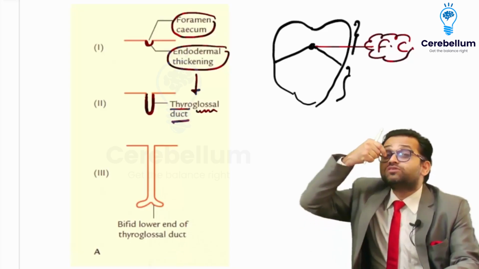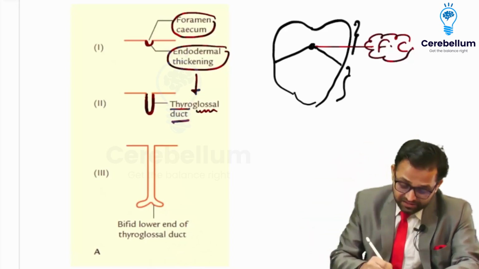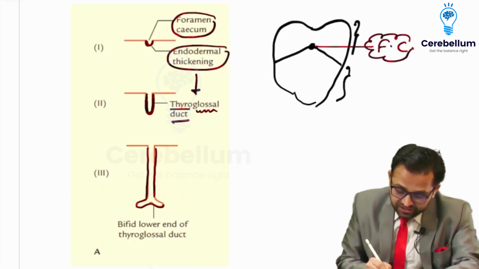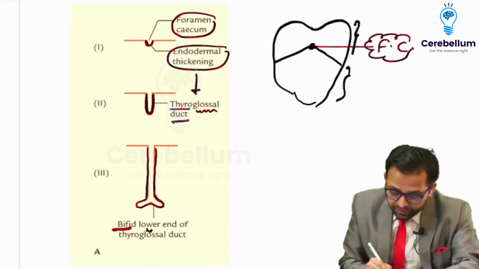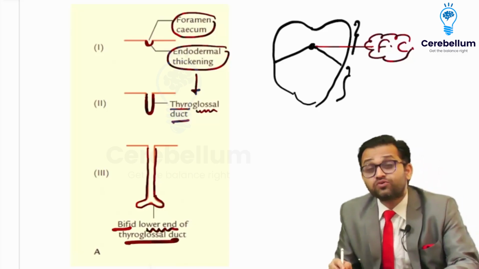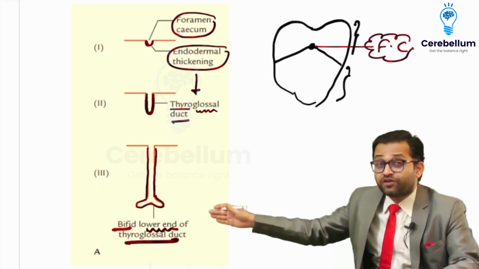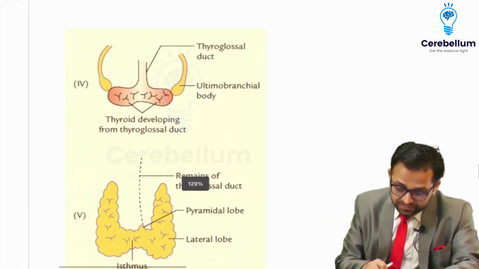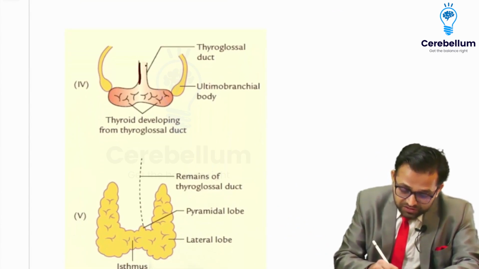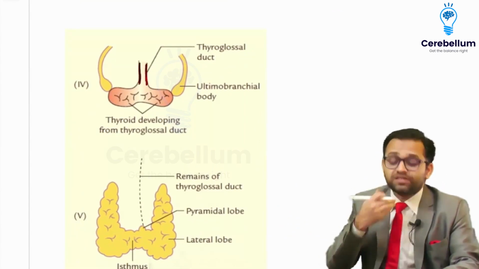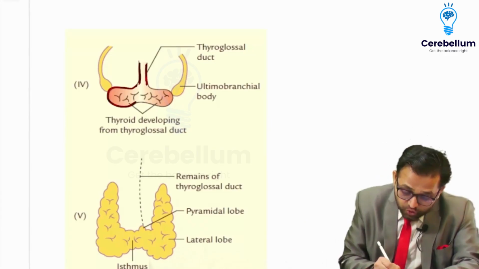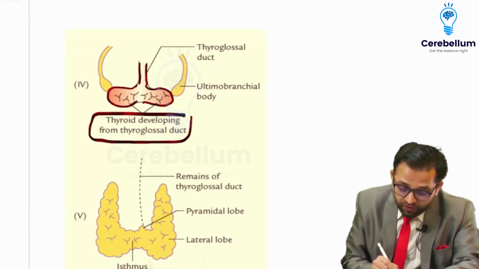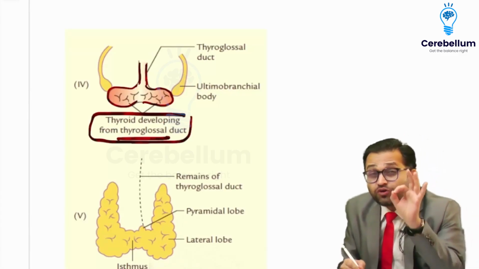Now this thyroglossal duct is extending, growing within the tongue and going down, and it is bifurcating at the lower end. So it is making the bifid lower end of the thyroglossal duct. Yes, sir, there is a bifid lower end of the thyroglossal duct. Now observe in the next, sir, the thyroglossal duct is growing down in the neck. It is showing two different lobes. Yes, the thyroid gland, it is developing from the what? Answer is the thyroglossal duct.